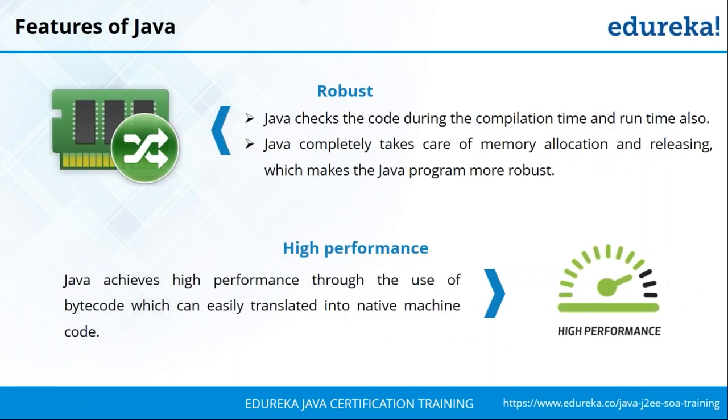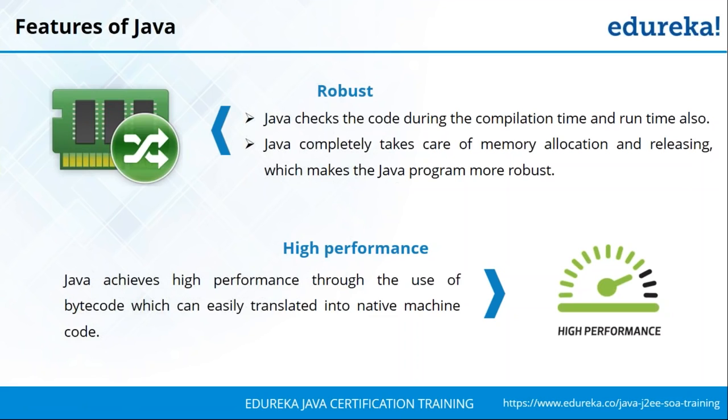After that, you have the robust feature. This basically refers to how your Java program can be suitable across multiple environments as such. Your Java code is basically checked both at compile time as well as runtime. After that, your Java memory allocation. This is something that is quite important. Memory allocation and memory releasing is done by Java internally itself. So you don't have to worry about the hassle of allocating memory for your variable, and then once you're done with the variable, you need to release that memory. Here Java does everything for you, so that completely relieves your burden of memory management.